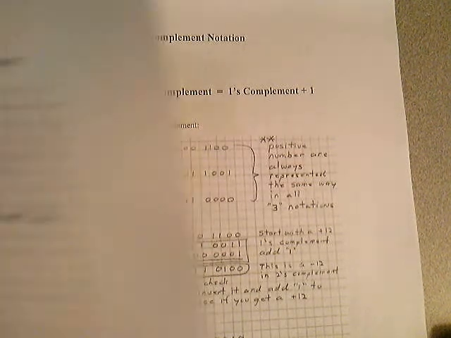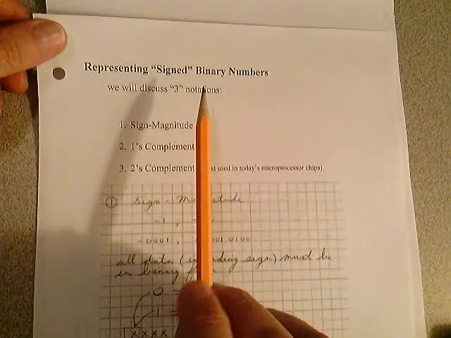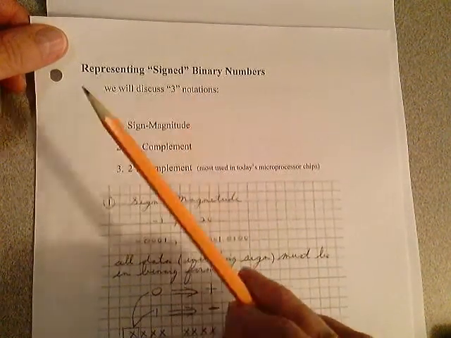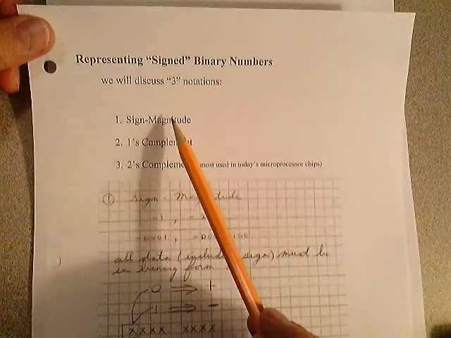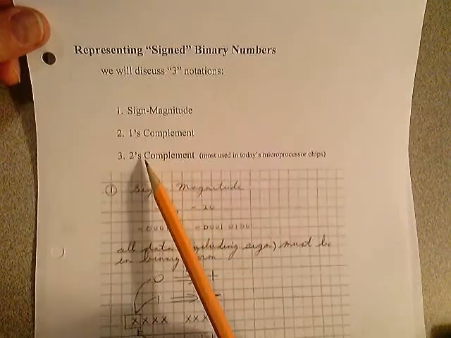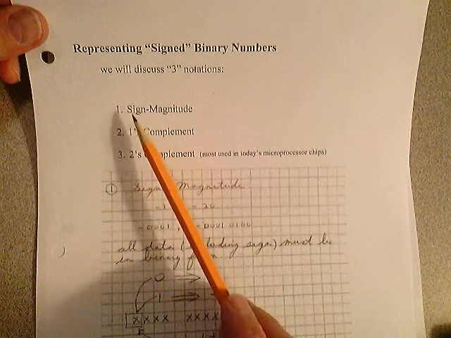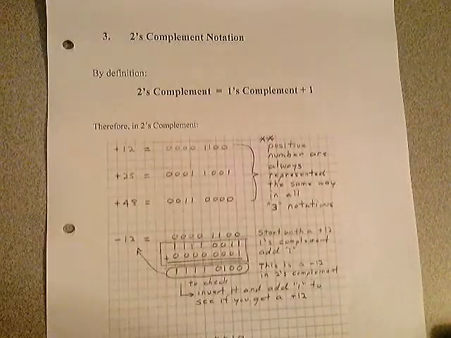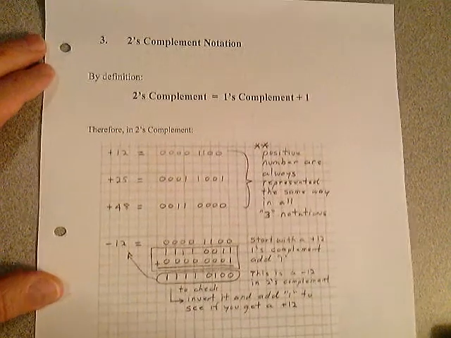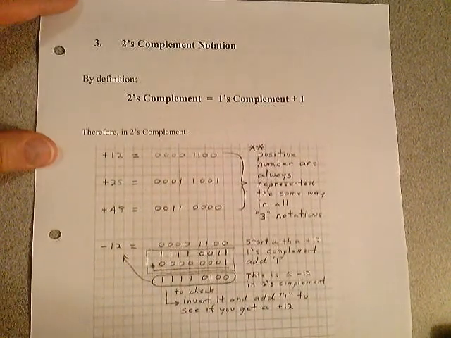If you remember the last lecture, we said there were three different types of signed binary number systems we were going to talk about: signed magnitude, 1's complement, and 2's complement. We discussed signed magnitude, we've discussed 1's complement. Now let's take a close look at the most important of the three, 2's complement notation.